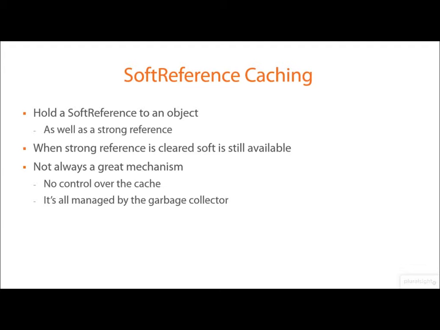Be aware, however, in many circumstances, this is not a great mechanism. The problems with this are that we have no control over the cache. You have no control of the cache aging. You have no control of when things leave the cache. You have no control over caching with a least recently used list or a most recently used list. It's all managed by the garbage collector. So while soft references can act as a simple cache, they're not great as caches in general.